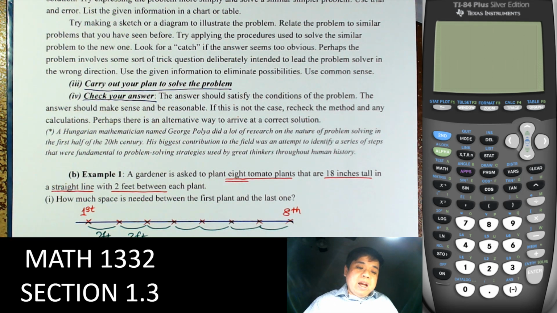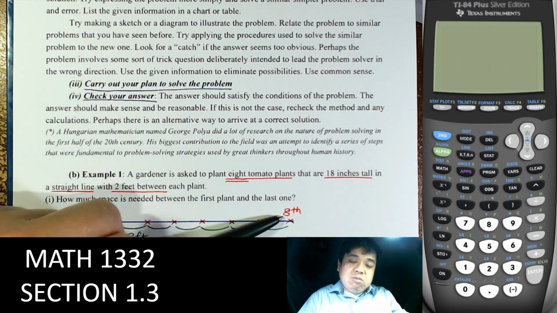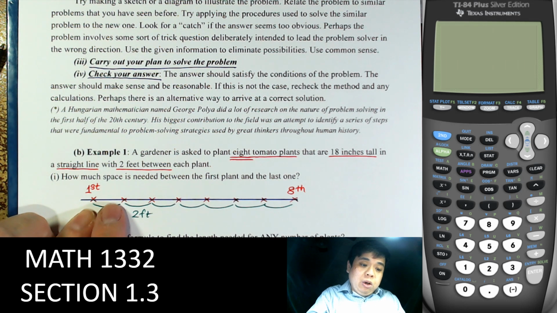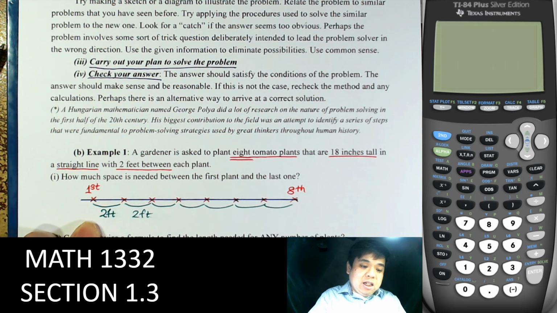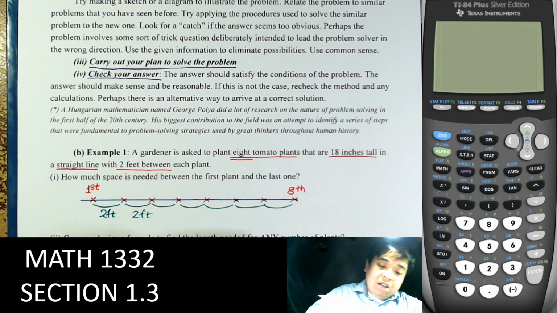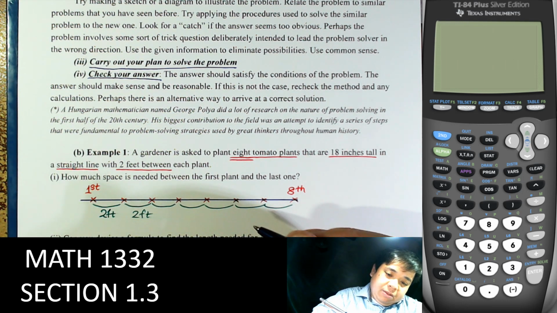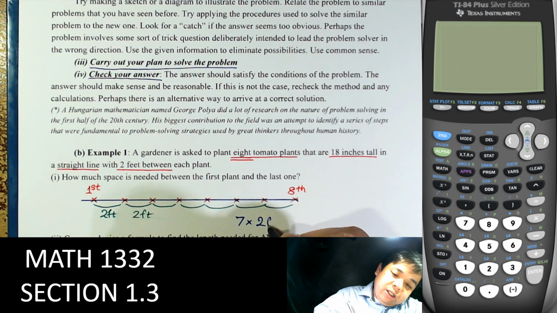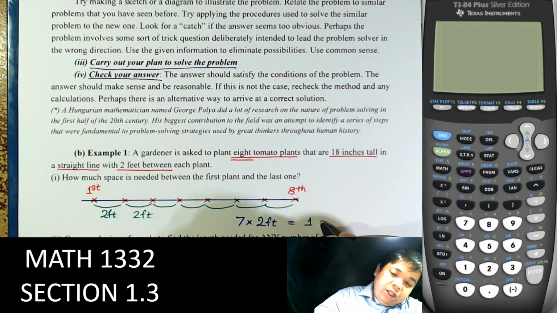So how much space is needed between the first plant and the last plant? We just count the spaces in between them: 1, 2, 3, 4, 5, 6, 7. 7 spaces times 2 feet. So 2 times 7 is 14 feet.